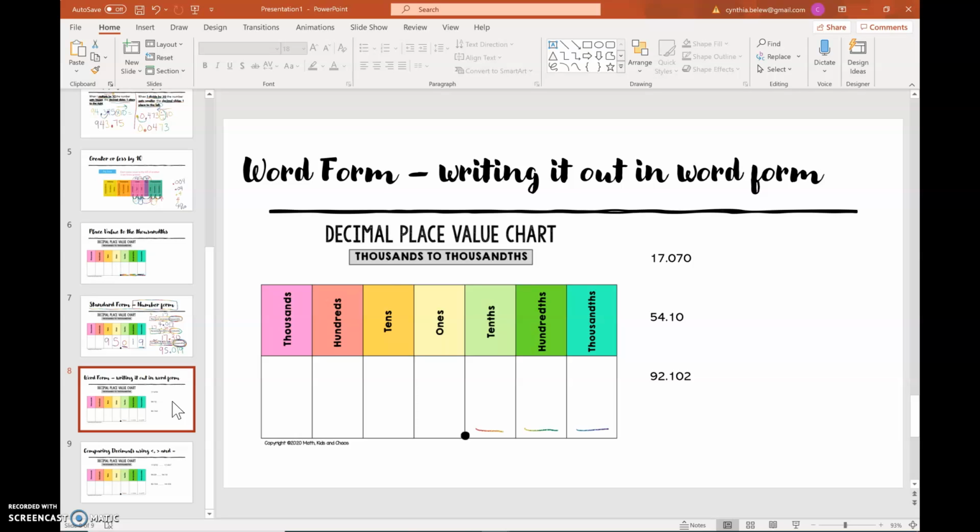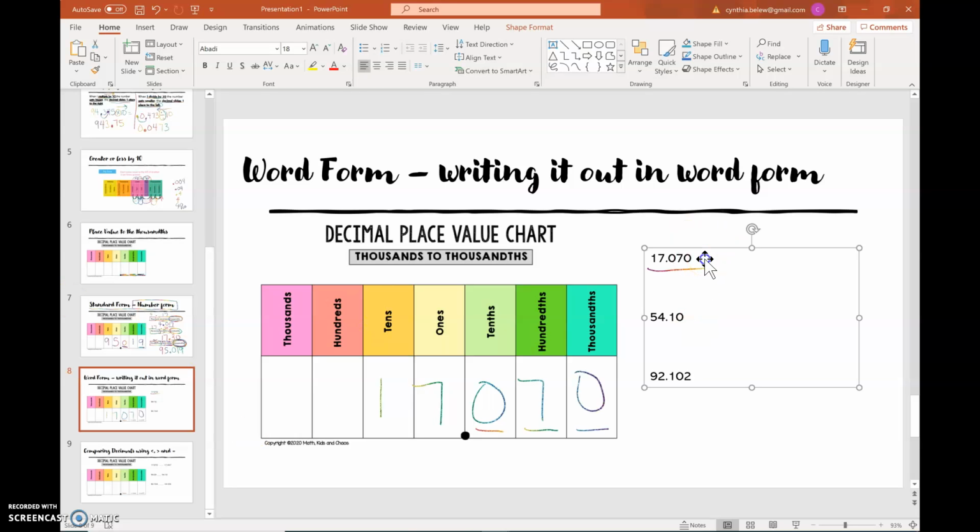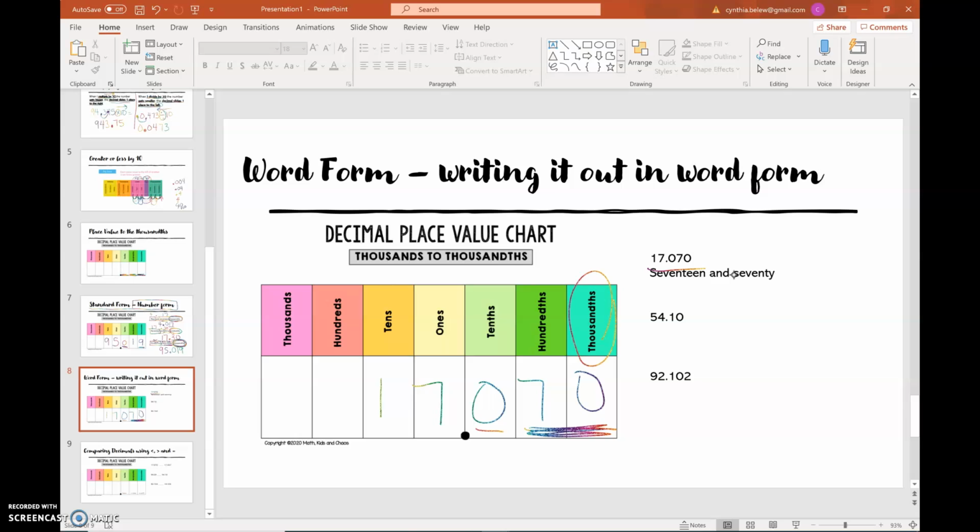I do the same thing. I still have to put it in my place value chart. So I'm looking at this one, 17.070. Then I just write it using the place value chart. So I have 17, not 70. When I see a decimal, I say "and." Now I say the word 70. And I look at the place value: thousandths.